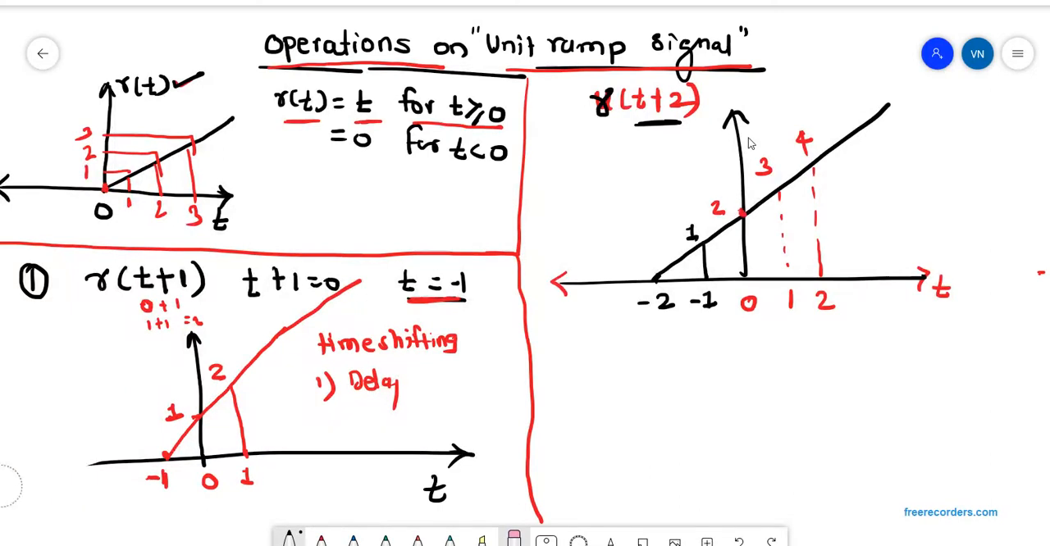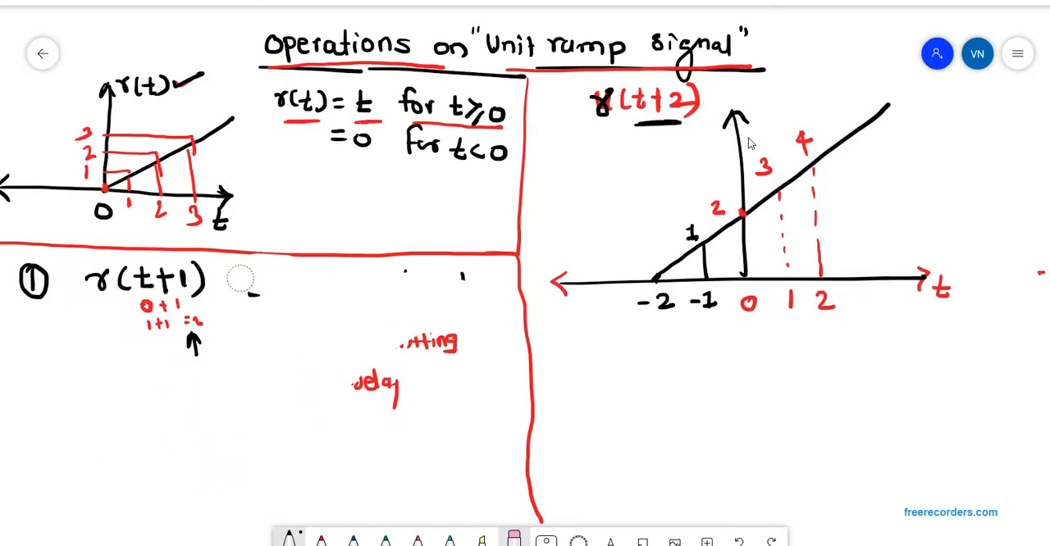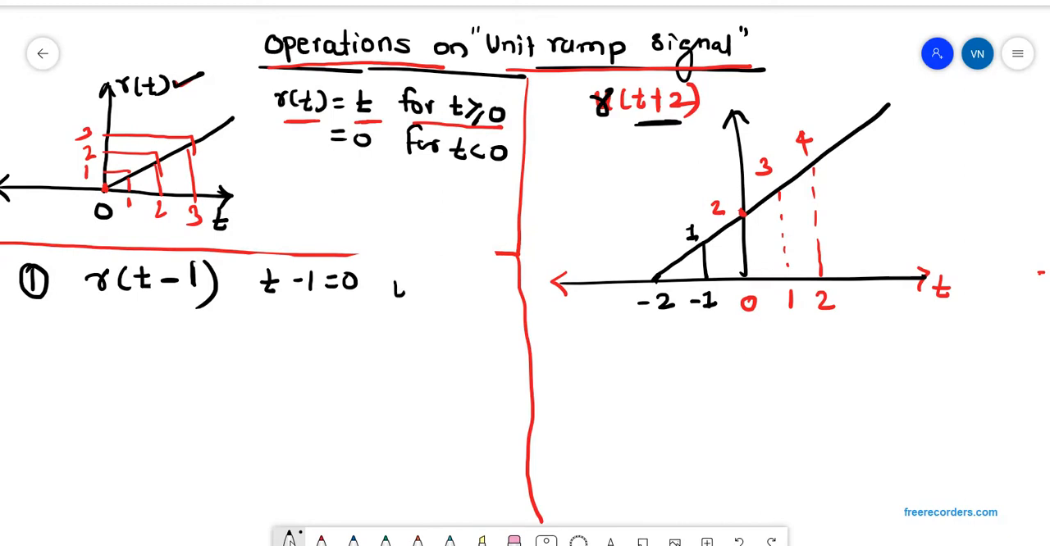Now in the next example, we are going to see the same example, but we just have to reverse something. For example, if I write t minus 1, what is the meaning of R of t minus 1? The meaning of this signal is t minus 1 equal to 0, so basically t is equal to 1. So I have to shift that signal.